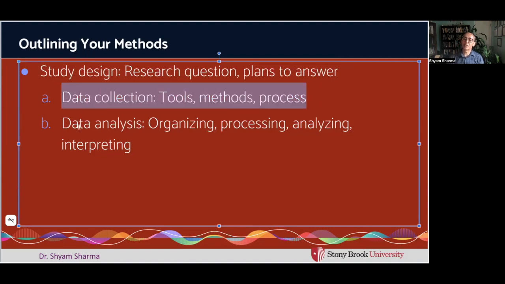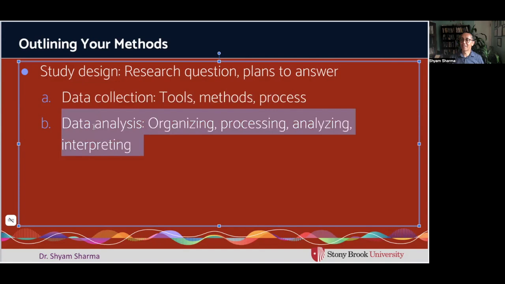The second dimension of the planning of your method is data analysis. How did you organize the data? How do you process the data? How do you interpret the data, analyze the data? It doesn't matter what kind of discipline you're in. Even if you're in humanities and social sciences, your data is really the literature review or the analysis of text or the interview with people. So you have a plan to collect the data and you have a plan to analyze the data, right?